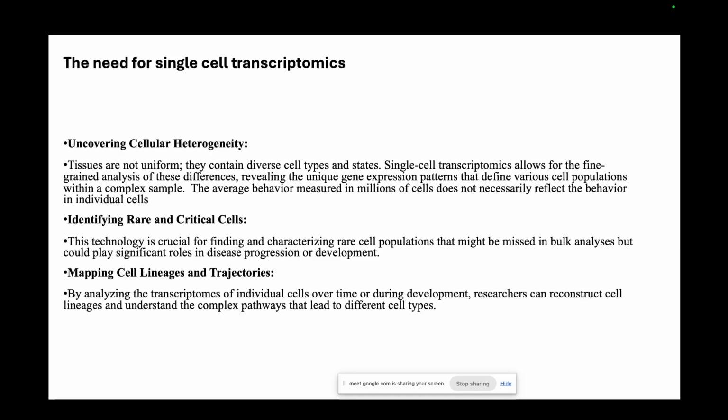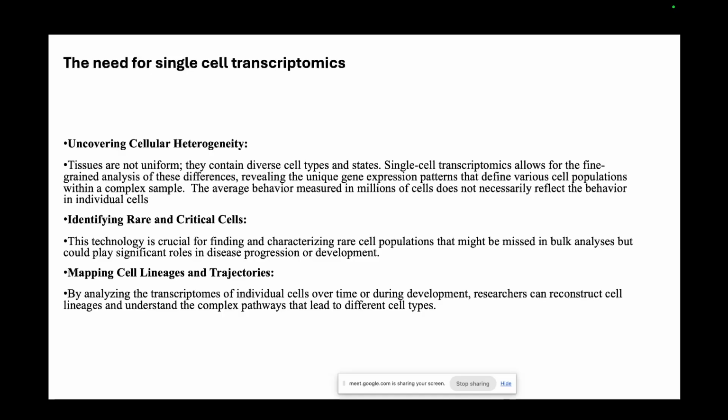So this is the important part: what you are getting from normal or bulk RNA sequencing is basically an average of all the cell types present in your sample. But that does not give you a clear picture of whether, inside a particular cell type, the expression is more or less, right? It gives you an average. So a lot of information is getting lost there.